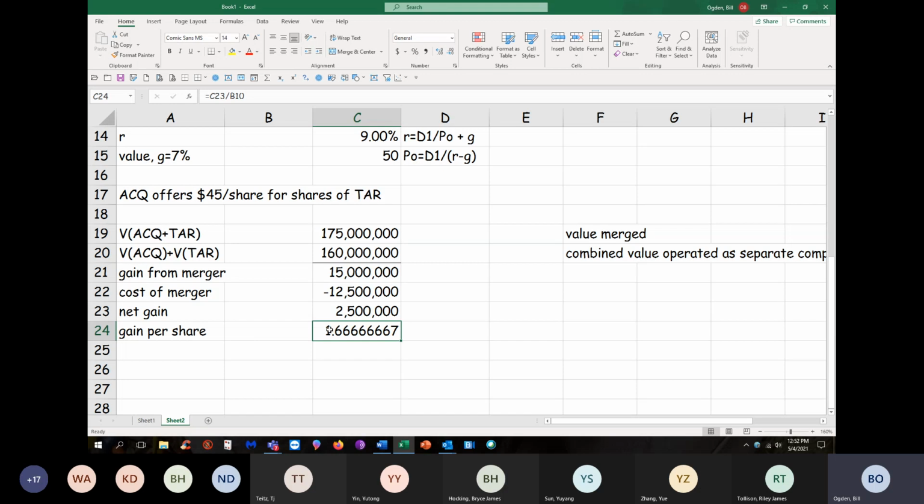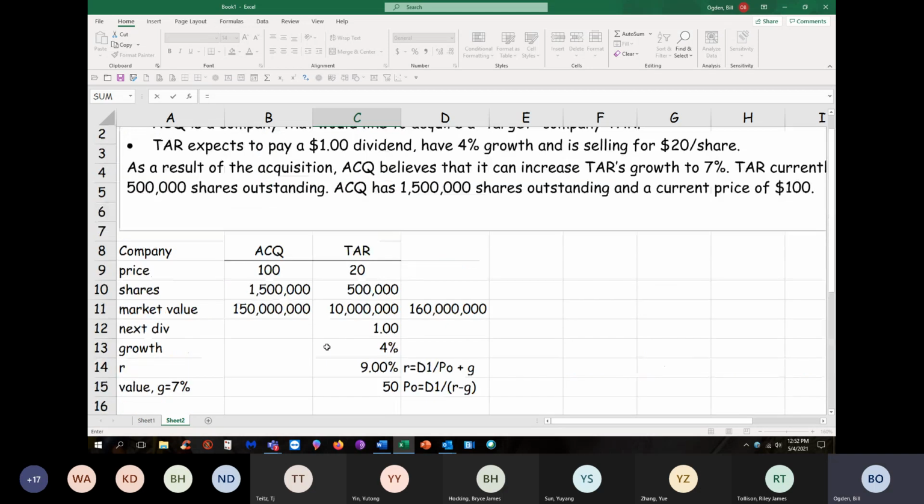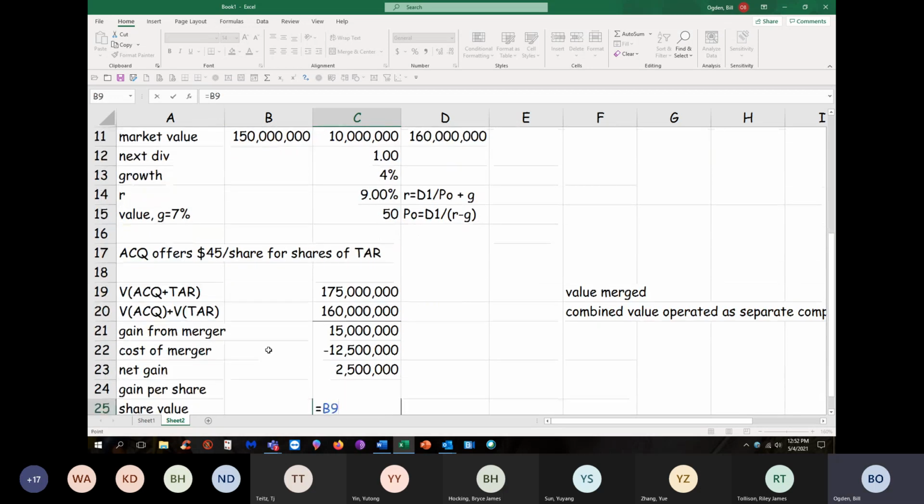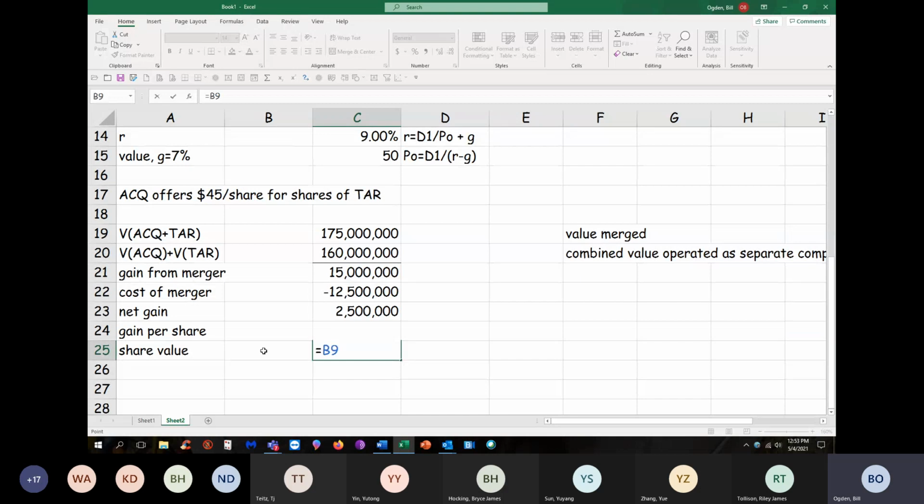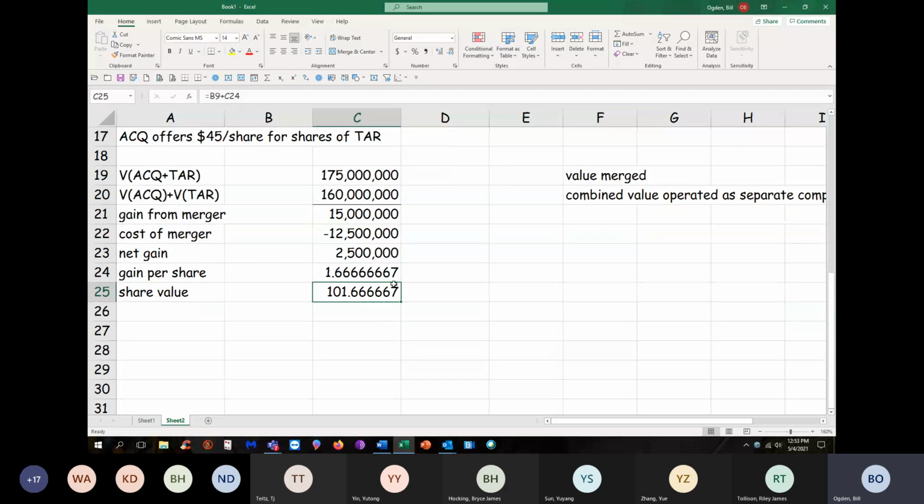Well, they gained $1.67 per share, right? So what should their share value be? Well, before this all started, they were worth $100 per share. And now they gain an extra $1.50, or $1.67. So now they're worth 101,667. And I don't know why you can't do it this way. That seems to work. All right, now this is how your text would do it.